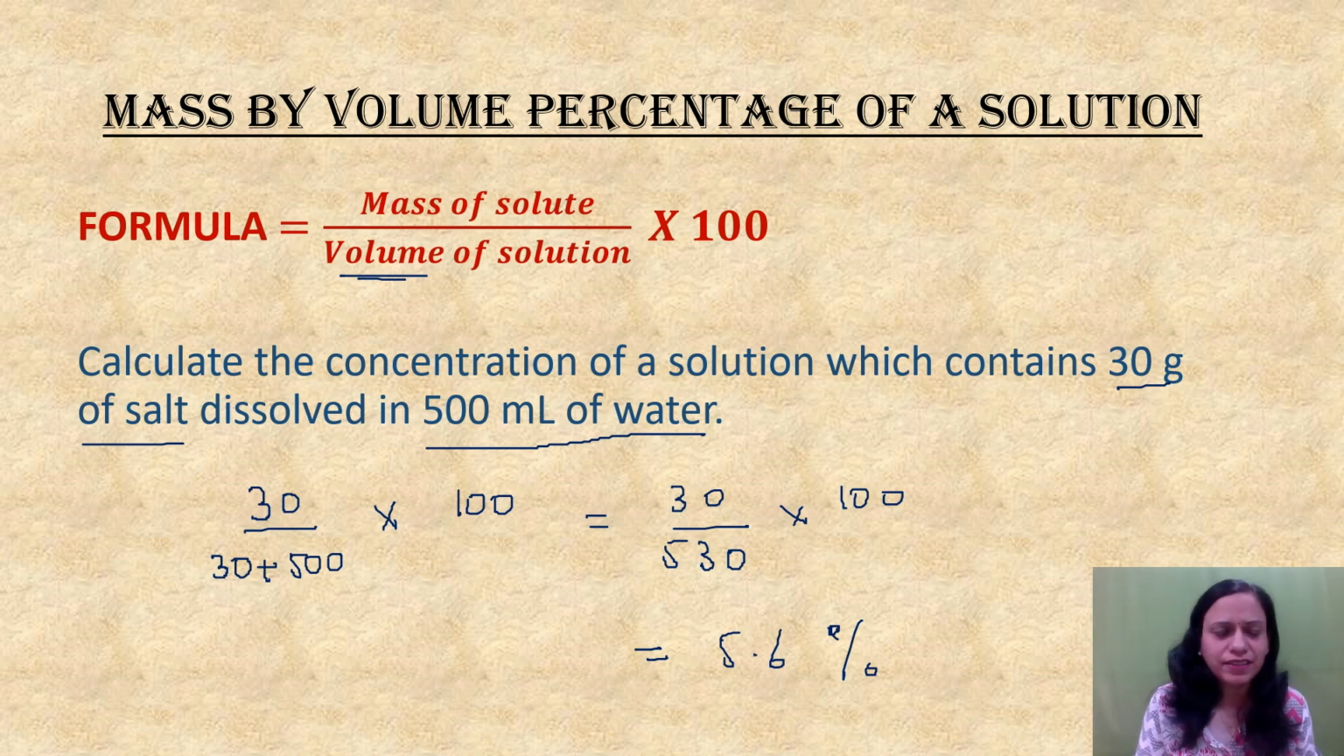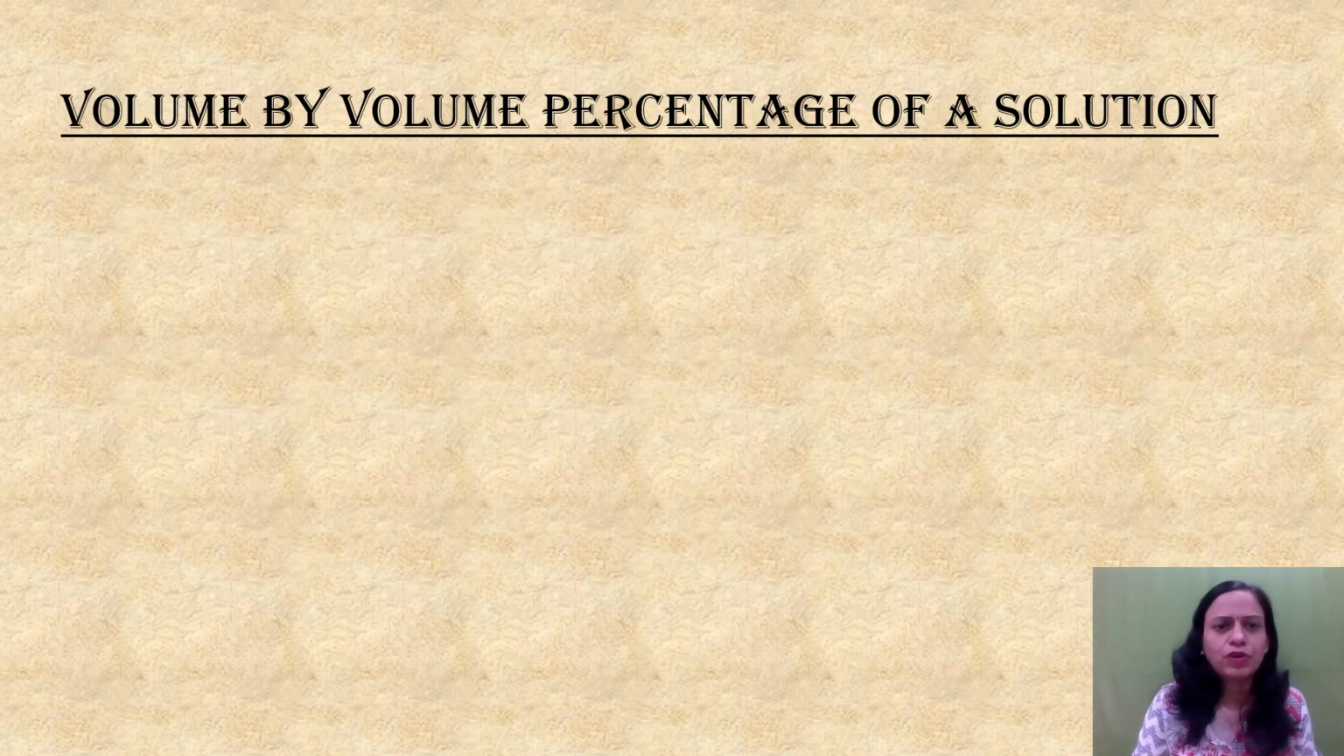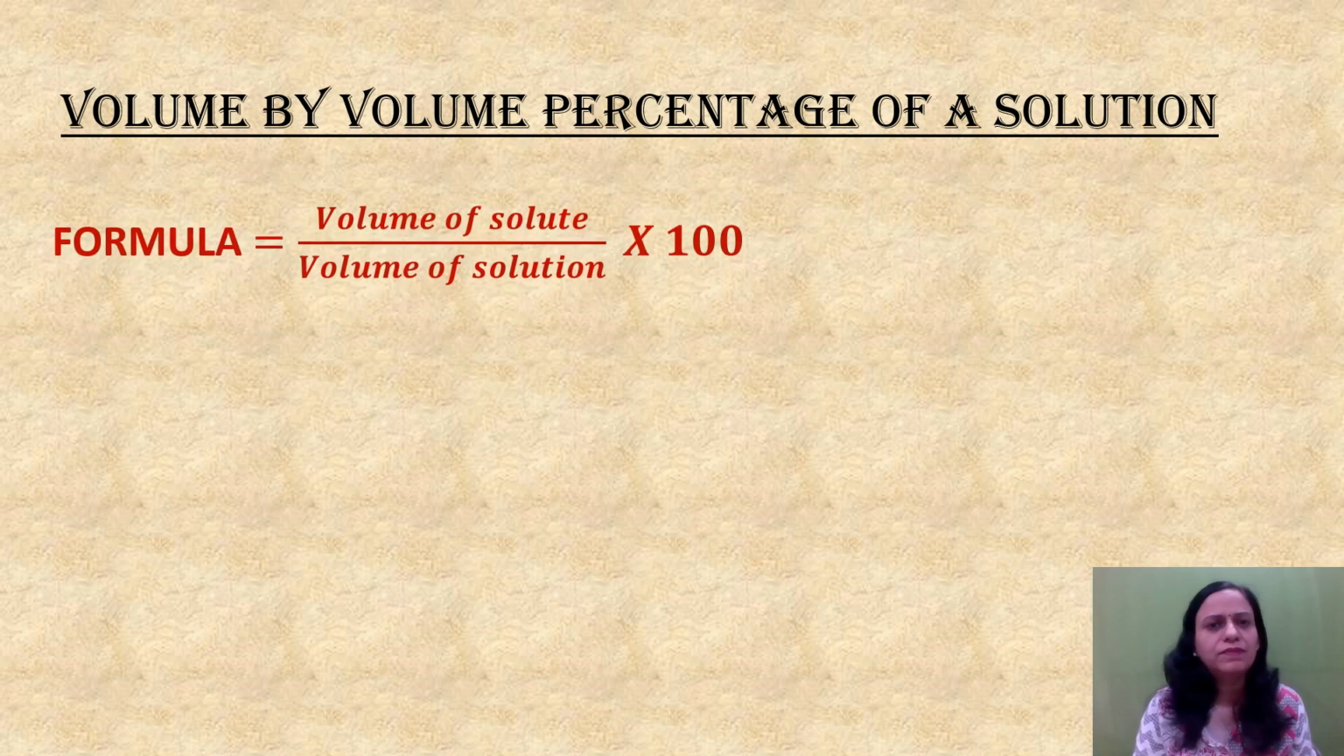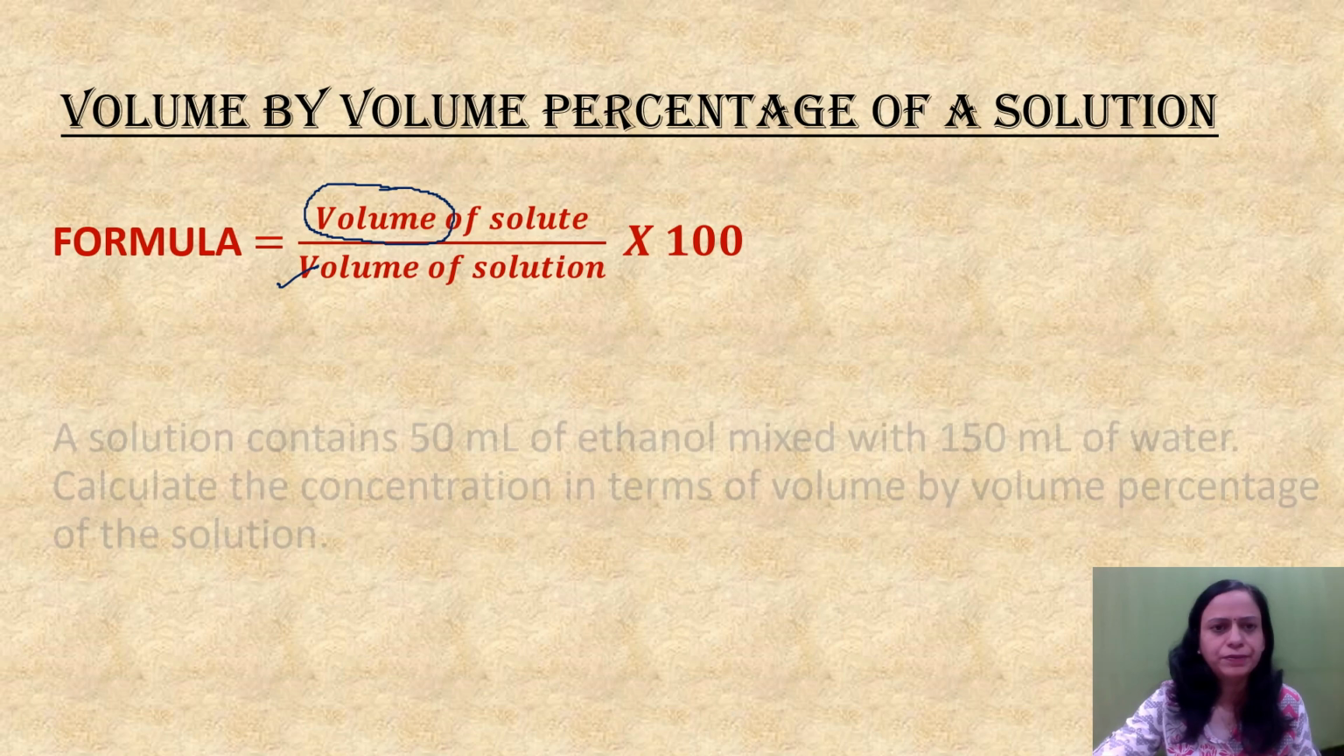There is yet another type in which we talk about volume by volume percentage of a solution. Now you can well understand that the solute will also be in the form of volume, that is in the form of milliliters or liters, and the solvent will also be in the form of volume, that is milliliters or liters, and then you need to calculate the concentration. So the formula basically remains the same. The only difference you come across is that the term mass gets replaced by the term volume, both in the numerator and the denominator. So it becomes volume of solute upon volume of solution into 100.